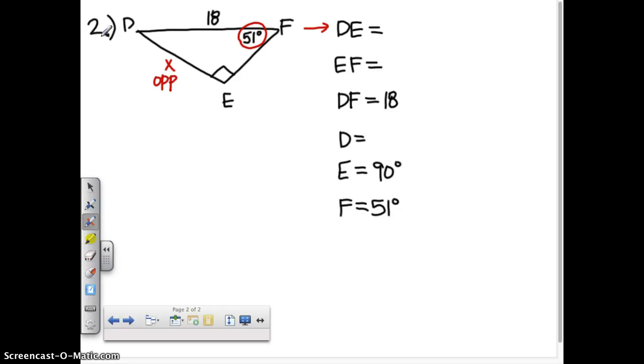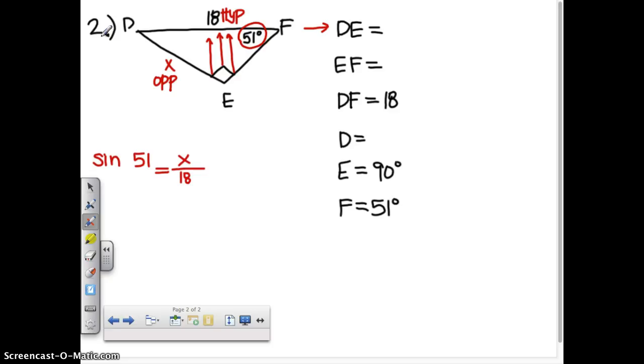OPP, right? And, of course, 18, the other side that we have information for, is the hypotenuse across from the right angle. That's where the hypotenuse lives. You got to know that. Opposite, hypotenuse. O and H. That tells us we're going to use sine. Sine is always of the angle, so we're going to do the sine of 51. And the sine of 51 equals the opposite side over the hypotenuse. Look at that. Not so bad.